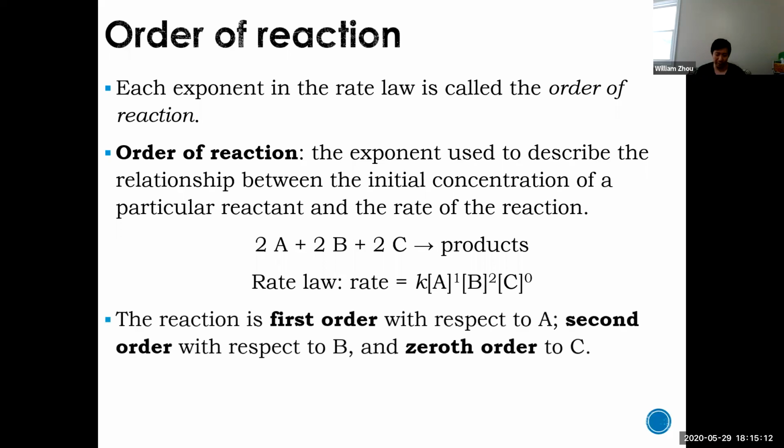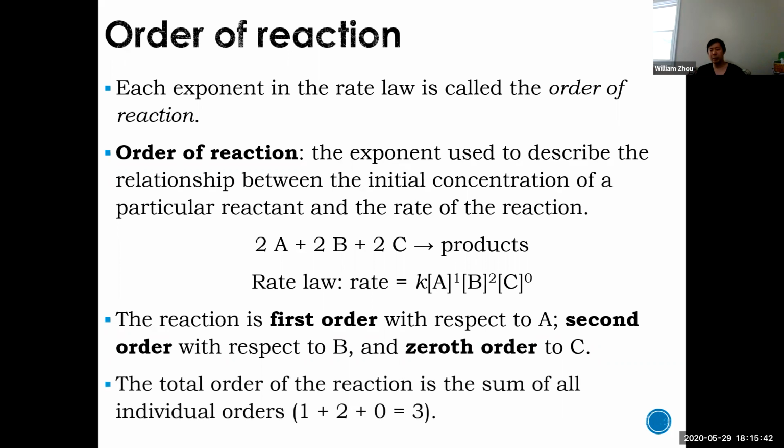What that means is the reaction is first order with respect to A because the exponent is 1. It is second order with respect to B because it's B squared. And this is zero order with respect to C, because C is raised to the power of 0. And mathematically, if you raise something to the power of 0, you get 1. So this is saying that C does not affect the rate of reaction.